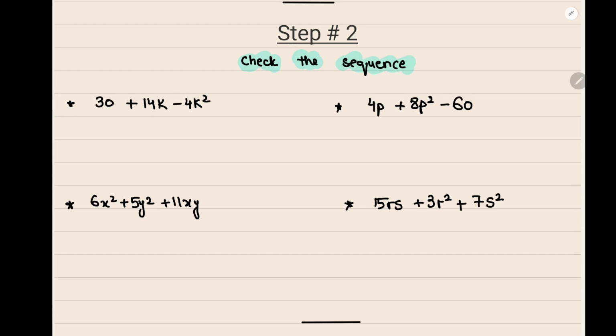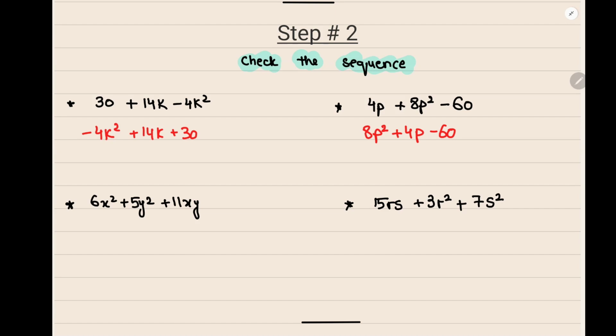So I'll be writing negative 4k squared plus 14k plus 30. This sequence is very important. Now we can do the second question. It's 4p plus 8p squared minus 60, so it's obvious that we have to write 8p squared plus 4p minus 60.